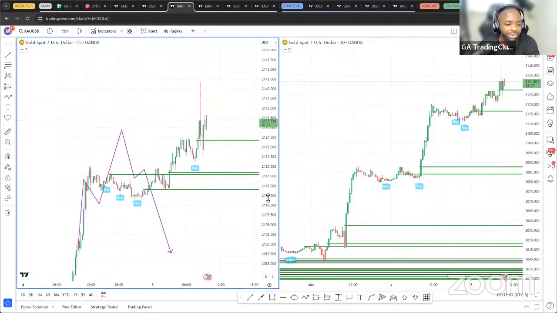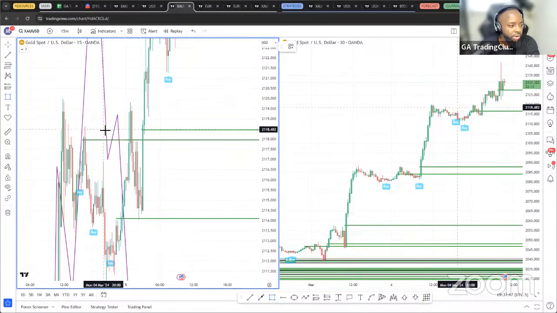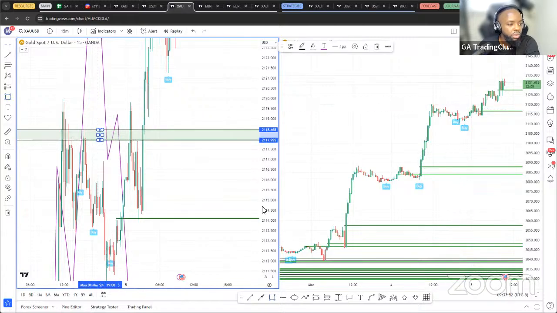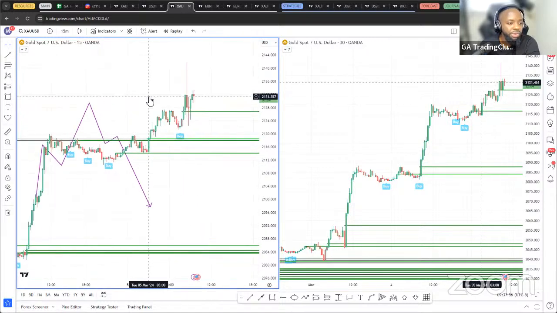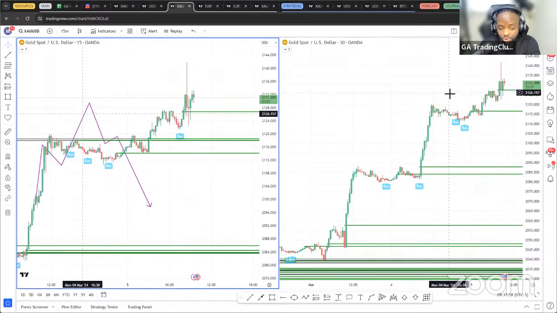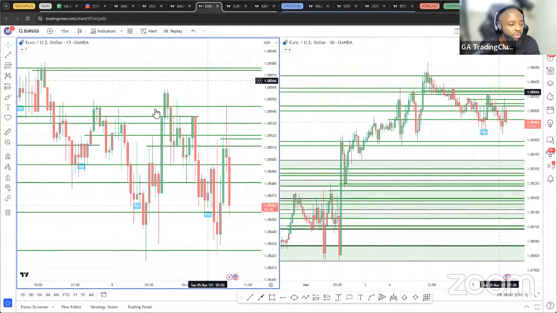No 15-minute entry even with our SARs, but here we have a double SAR for a buy, but price would have to revisit this zone right here. So that's the 15-minute time frame. Nothing for gold on the 30-minute time frame to my right as well. So I don't see us having a gold trade today.